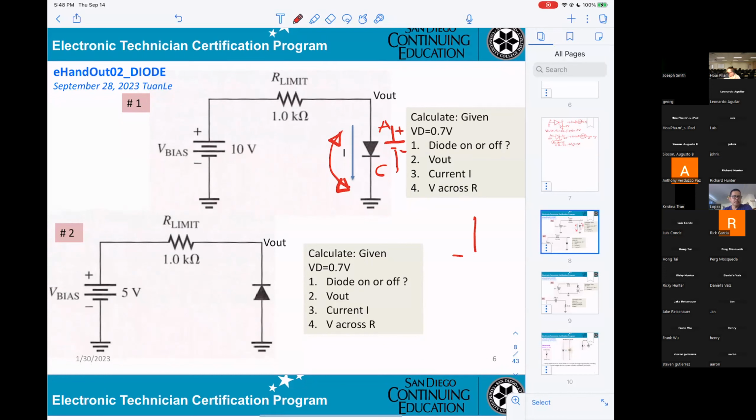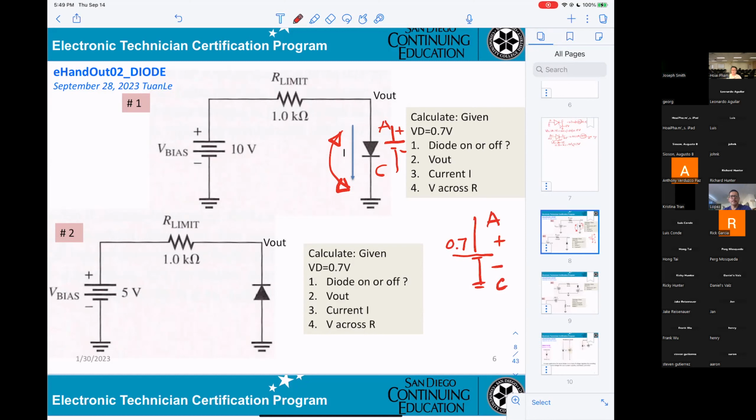So you can see the diode here. Positive, negative, A here, C here. The value will be 0.7. If you say they're on, then you have to substitute the diode by the battery, 0.7 volt.